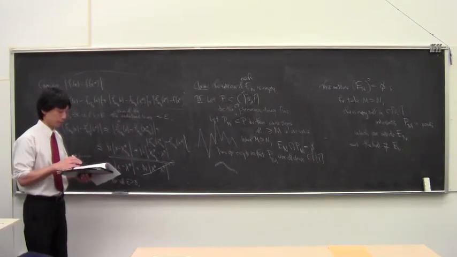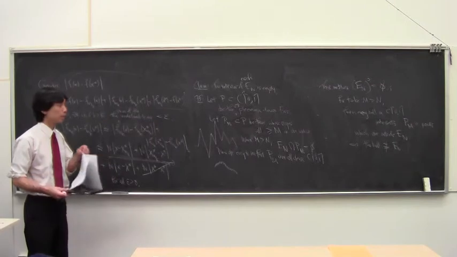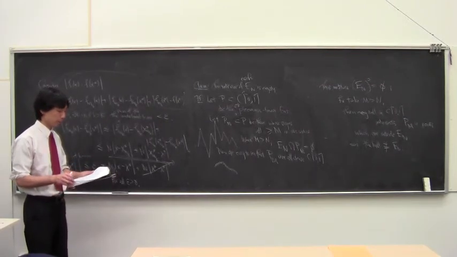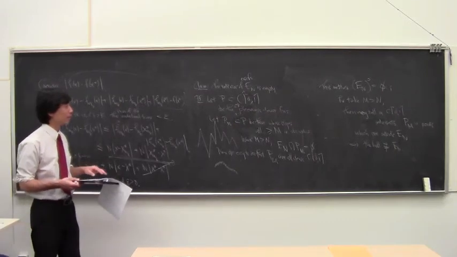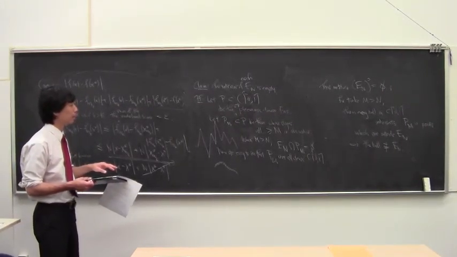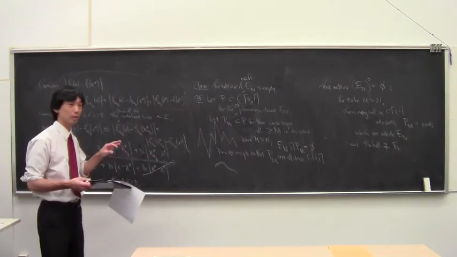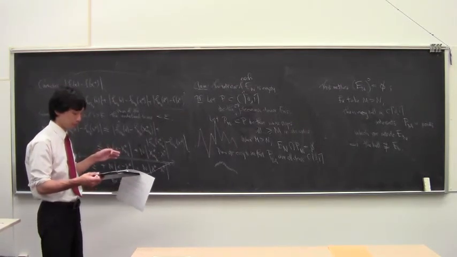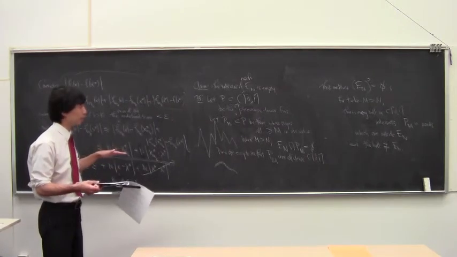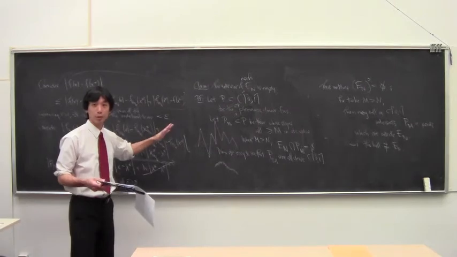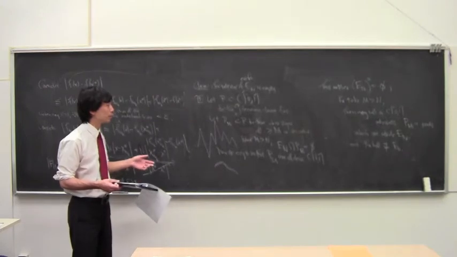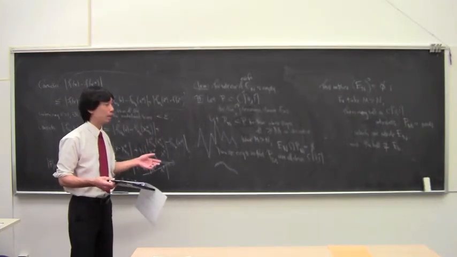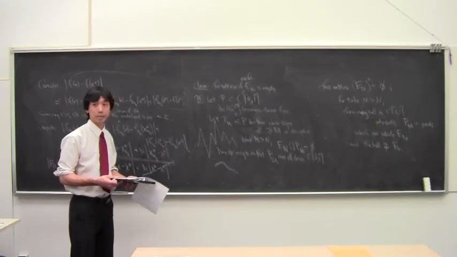So what we've just shown is that the set of functions which are differentiable at some point are contained in the union of these E sub n, which are closed and nowhere dense. Okay. So that means that the functions which are not differentiable anywhere are a generic set.